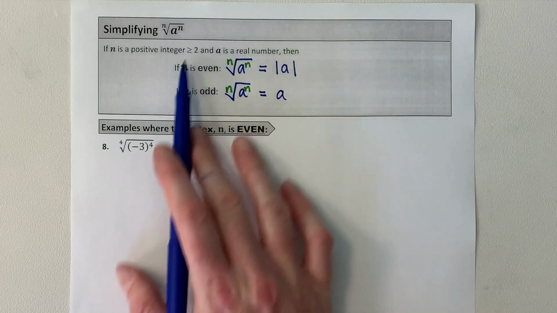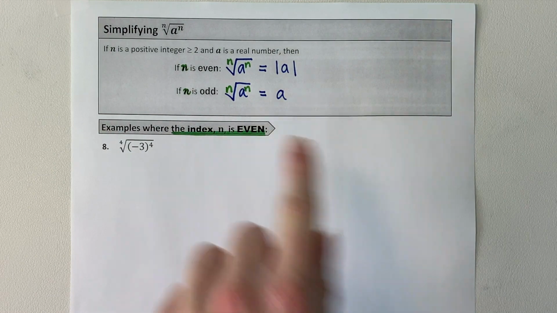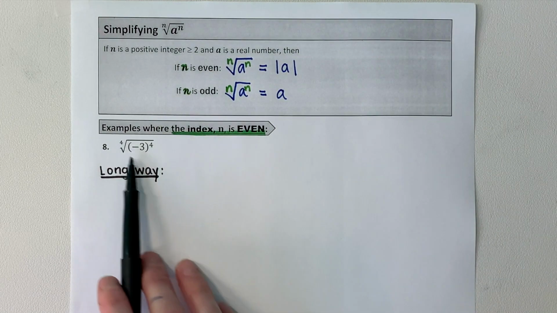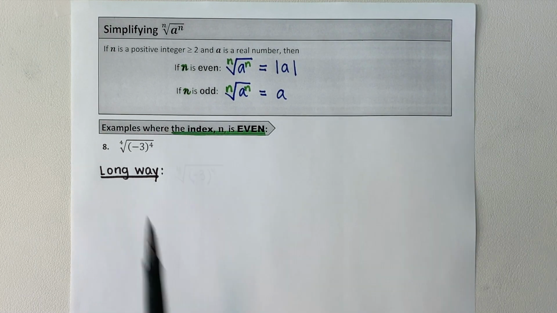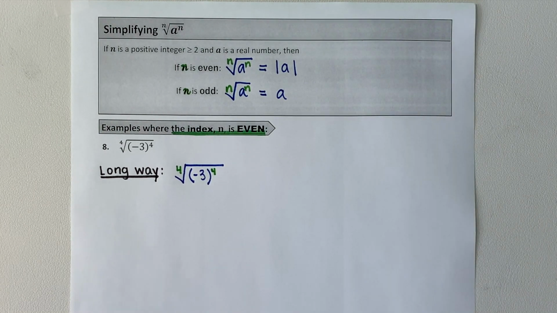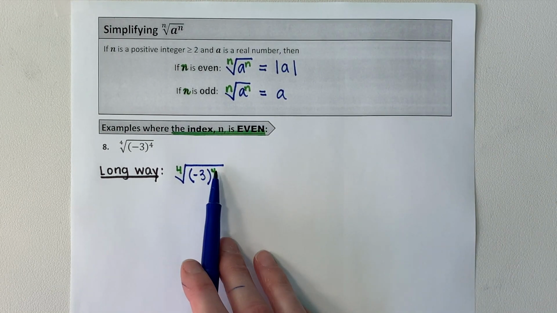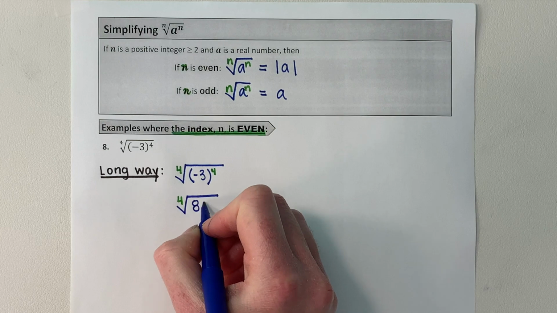Now that we've written down the rule, let's look at some examples. First, we're going to look at an example when the index is even. And first, we're going to compute this problem using what I call the long way. This is the method involving the pink boxes that we learned on the previous page. If we're trying to compute the 4th root of negative 3 to the 4th, let's first simplify this radicand. Negative 3 to the 4th is equal to 81. So we could rewrite this as the 4th root of 81.